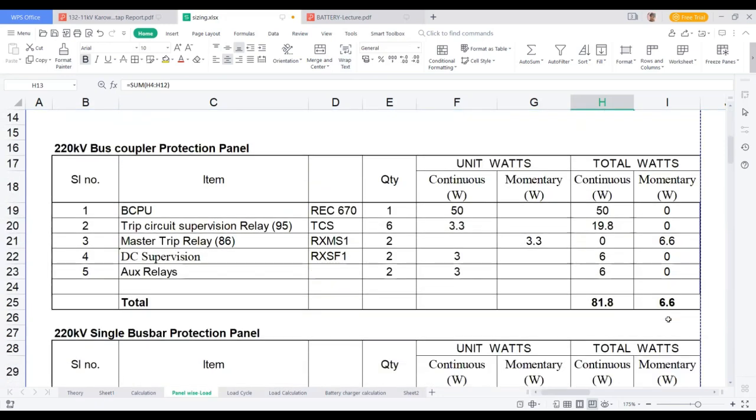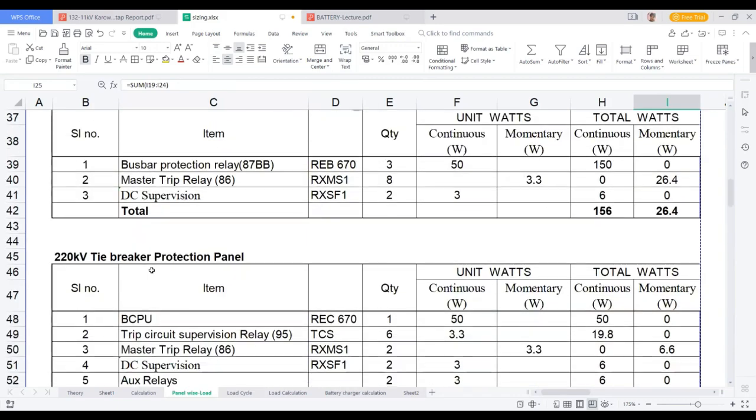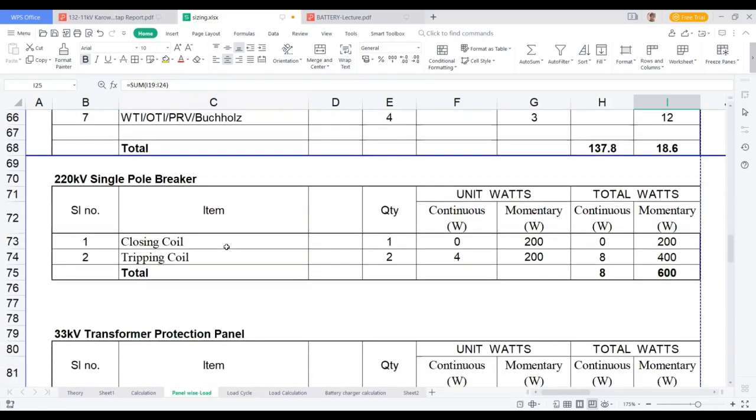Fine. And next comes the 220 kV bus coupler protection panel. In the bus coupler protection panel, we have a BCPU at 50 watts, trip circuit supervision relay, again 3.3 continuous, master trip relay non-continuous, and so on. So the 220 kV bus coupler requires 82 watts of continuous and 6.6 watts of momentary load. How many bus coupler panels are we having? Only one, right? Only one bus coupler. And single bus bar and double bus bar protection panel, tie breaker protection panel, transformer panel, single.